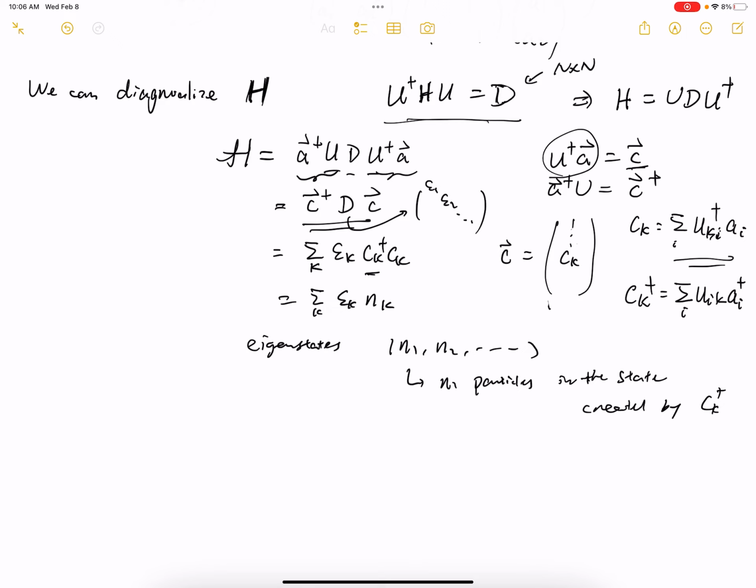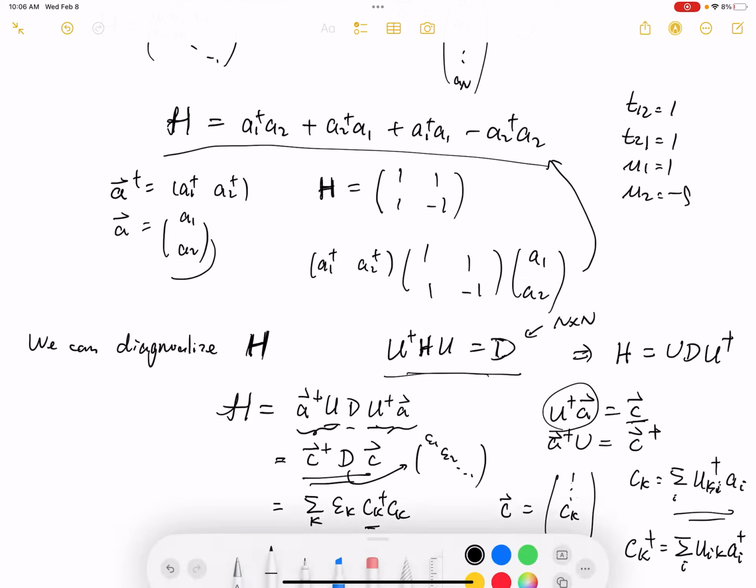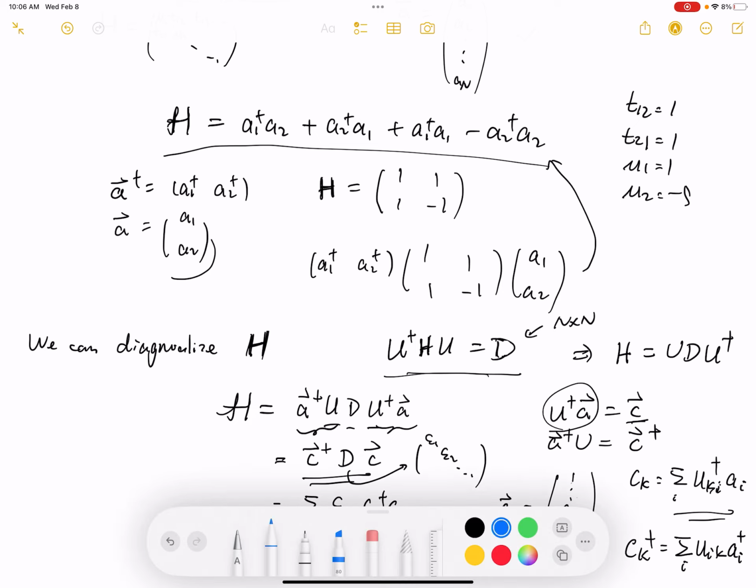But before that, I want to first give you a quick exercise here. Just take this example Hamiltonian we just talked about. We want to diagonalize this into, I'm going to use a different color here, epsilon 1.